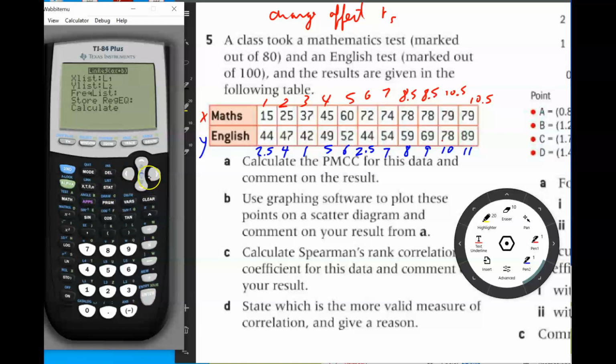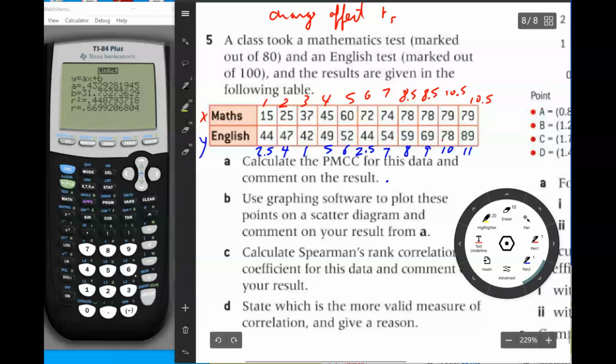Check out the R value, which is 0.6699, which is 0.670. Okay, so our value is 0.670, and if I comment on it, I would say it's positive and moderate because it's between 0.5 and 0.75, so not strong. So is it linear? Kind of linear, okay?